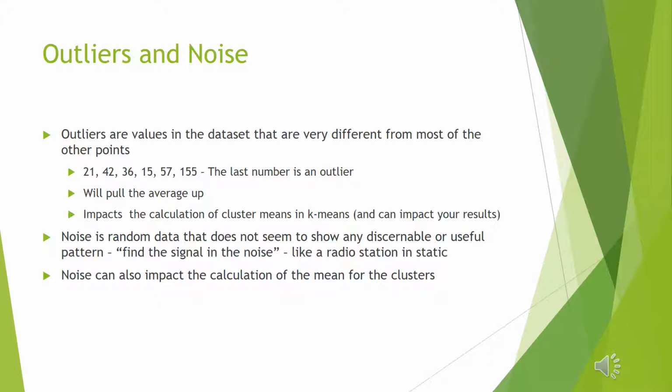Noise is random data that doesn't really do anything. It's kind of like static on your radio. If you're trying to find a radio station and you get static, and finally somebody breaks through, a voice breaks through, that's finding the signal in the noise. The noise is just staticky, useless data that doesn't have any discernible pattern. Yet, if there's a lot of it, it'll become a factor in determining the mean, and so it's something that we have to take into account.